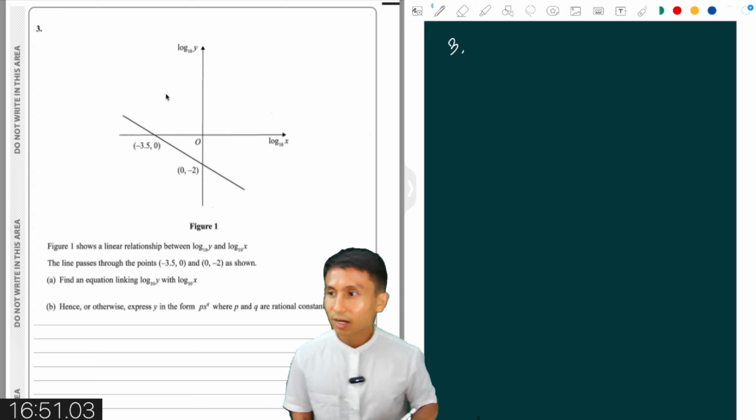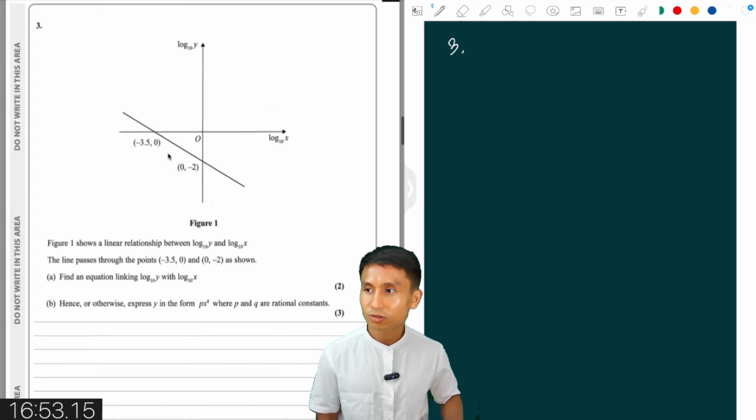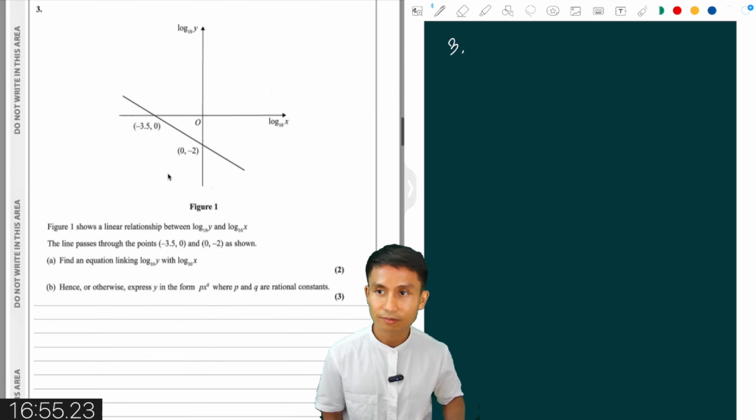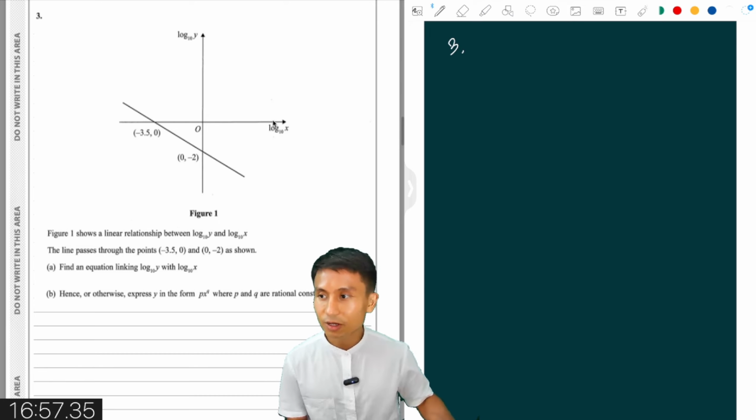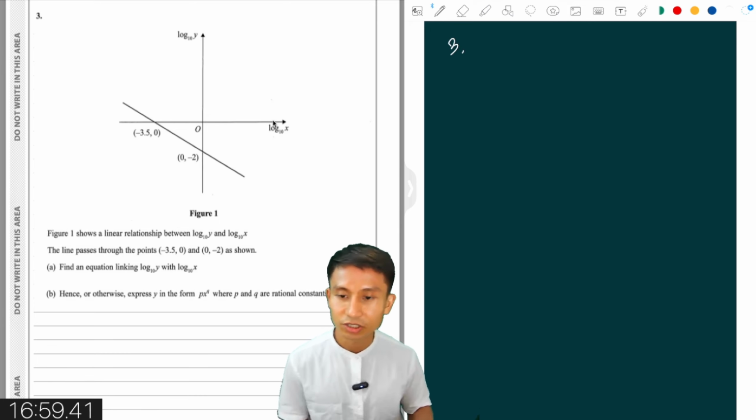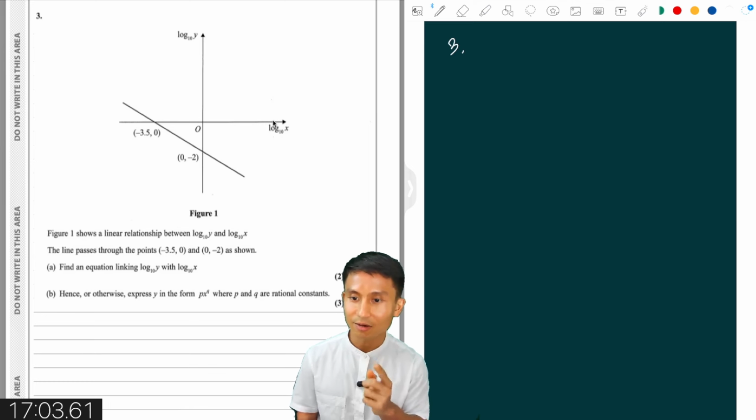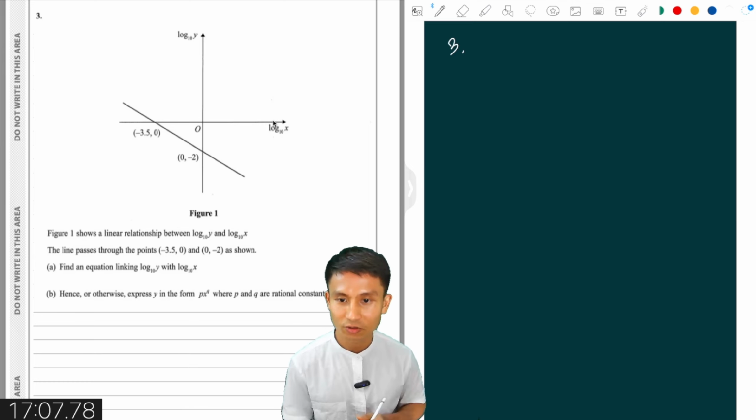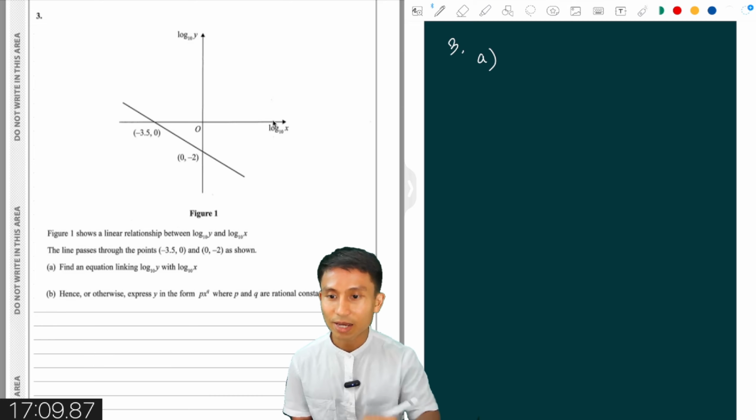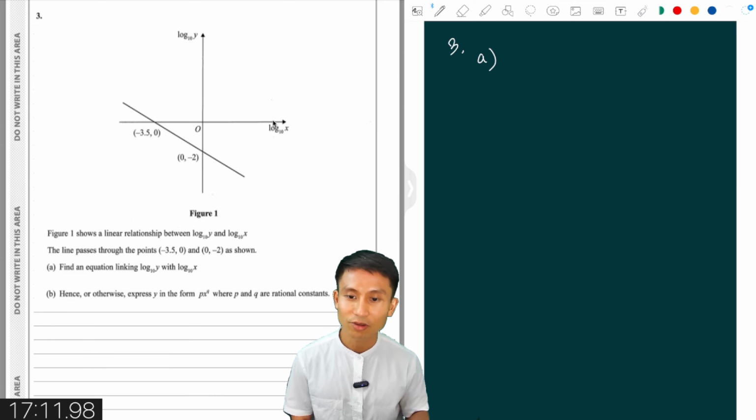Next question, number 3. Okay, I'm just going to move this bit up. All right. This is number 3. Figure 1 shows a linear relationship between log 10y and log 10x. The line passes through the points (-3.5, 0) and (0, -2) as shown. Find the equation linking log 10y with log 10x.